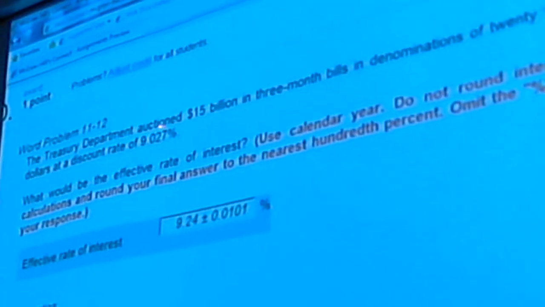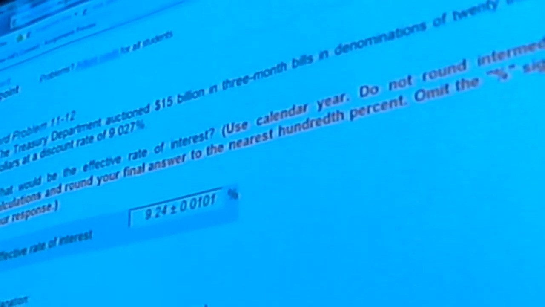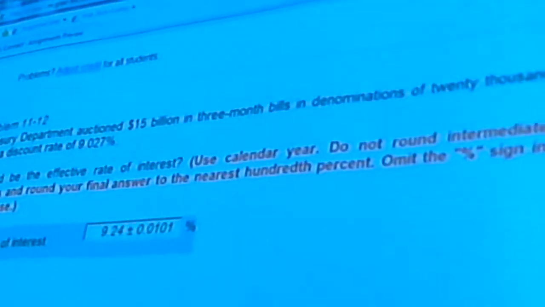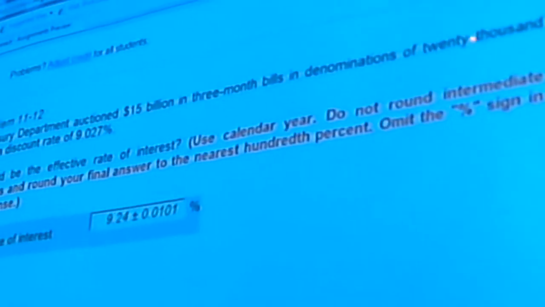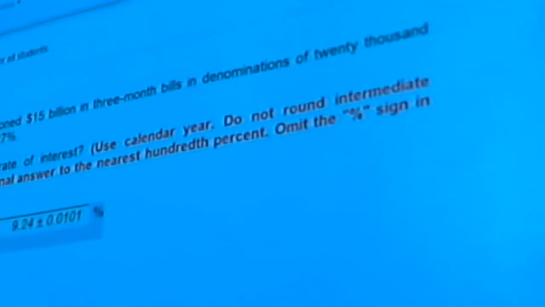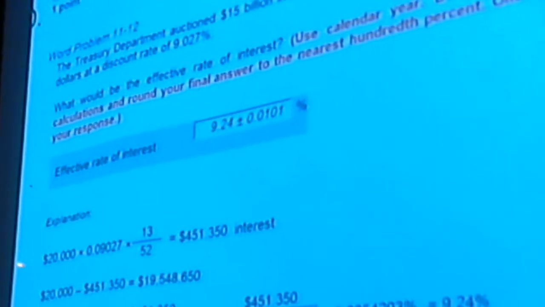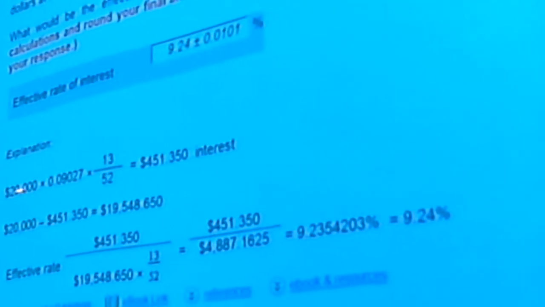So think about what's going on here. They're selling 15 billion total. Hopefully selling all of them. Okay? So you don't use this number. All you're doing is buying one. And how much is one going to cost you? $20,000. So $20,000 is your principal, proceeds, investment. It's the face value. That's where principal normally would be.